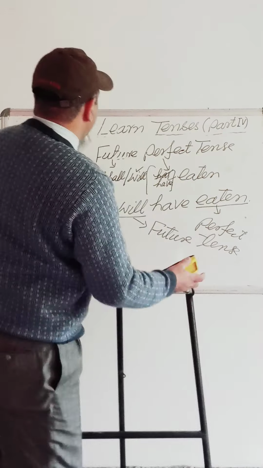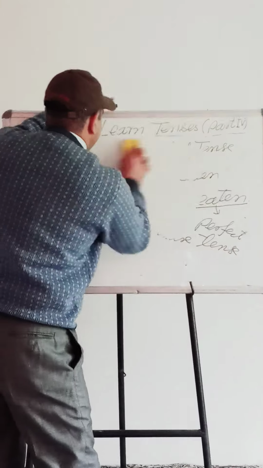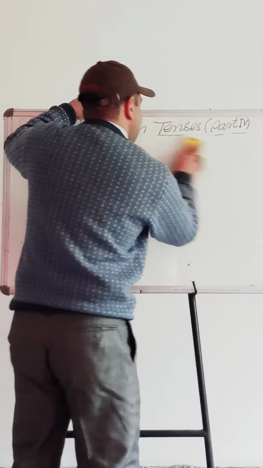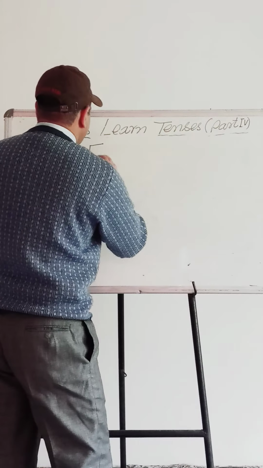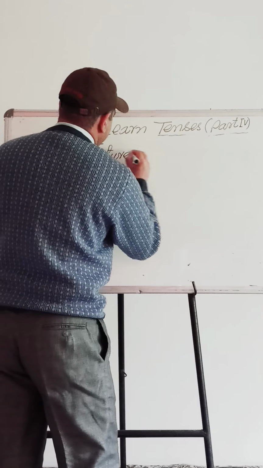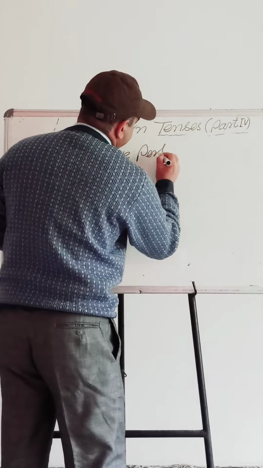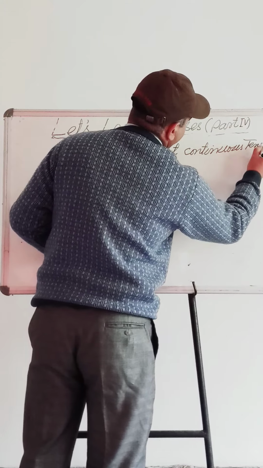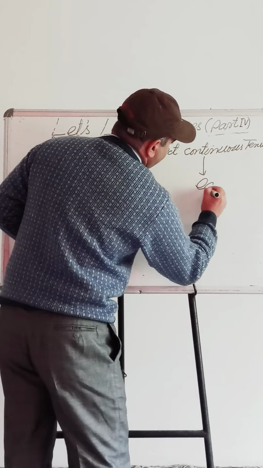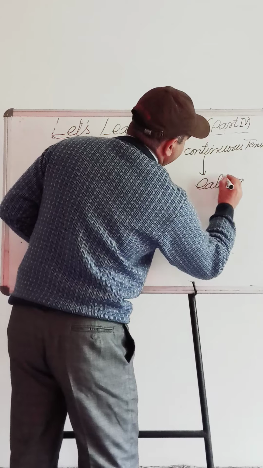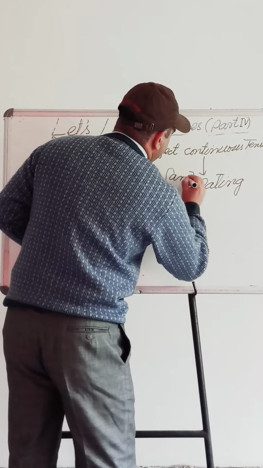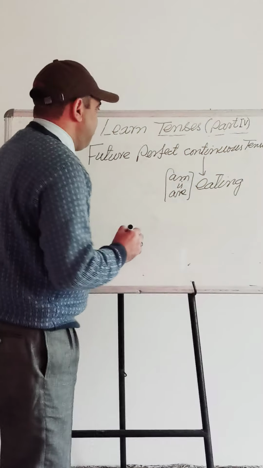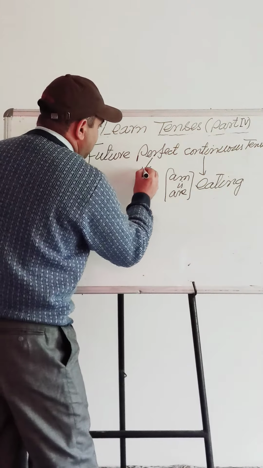Let us move to the last but not least tense, that is future perfect continuous tense. Continuous tense is represented by the ing form of verb, that is eating. It is a dependent form, it needs support, am, is and are, but not was and were. The perfect part will be represented by the support only, that is have here, the infinitive form, has is not the infinitive form, and future by shall or will.